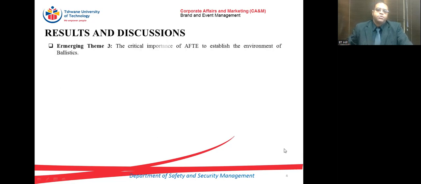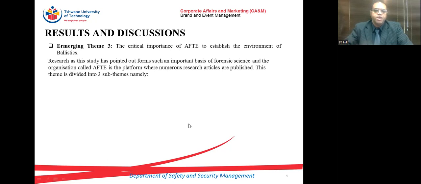Then, continue. Emerging theme number 3, the critical importance of FT to establish the environment of ballistics. Research, as this study has pointed out, forms such an important basis for forensic science, and the organization called FT is the platform where numerous research articles are published. This theme is divided into 3 sub-themes, namely 3.1. Let's go to sub-emerging theme 1, FT theory of identification. Now, the FT theory of identification is a summary of ballistics and describes very well how individualization is established.